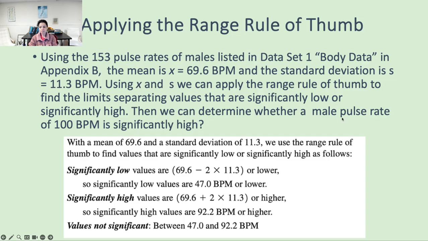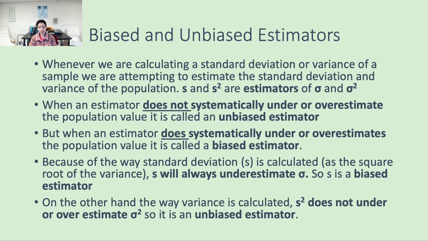So a man with a pulse rate of 100 beats per minute is significantly high, because 92.2 was our boundary. That was our mean plus 2 times the standard deviation. So that is a significantly high value.